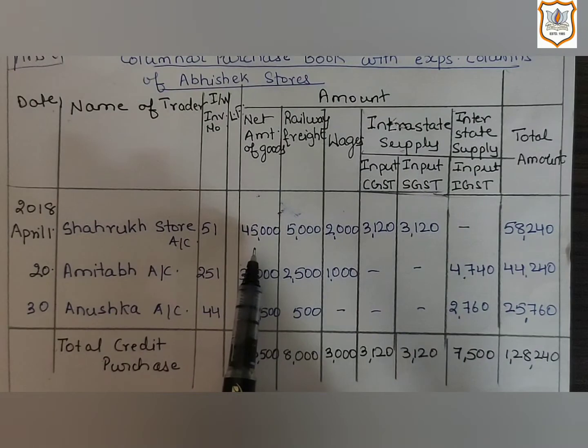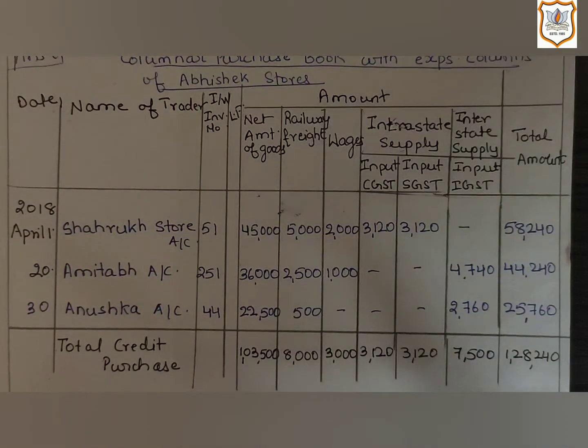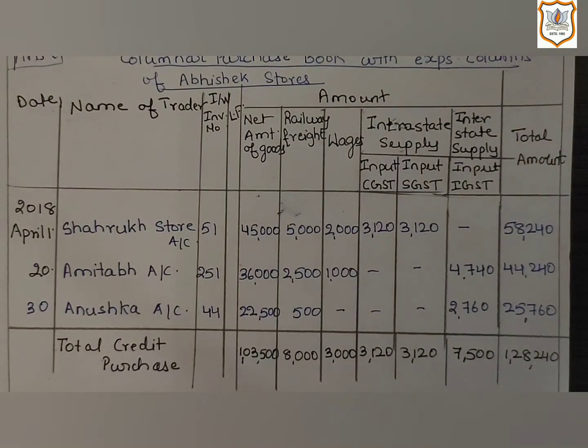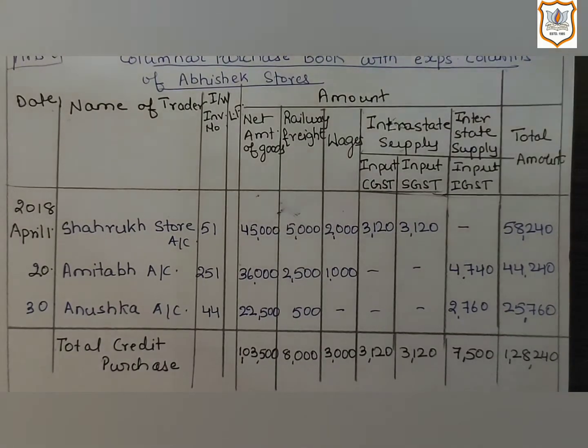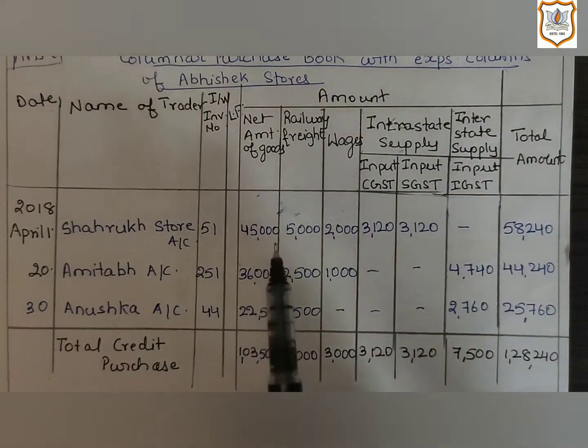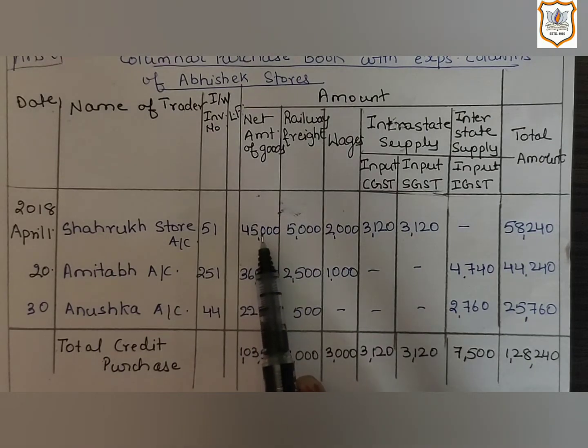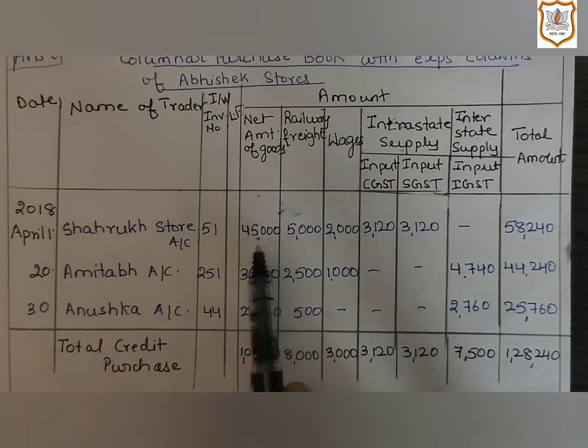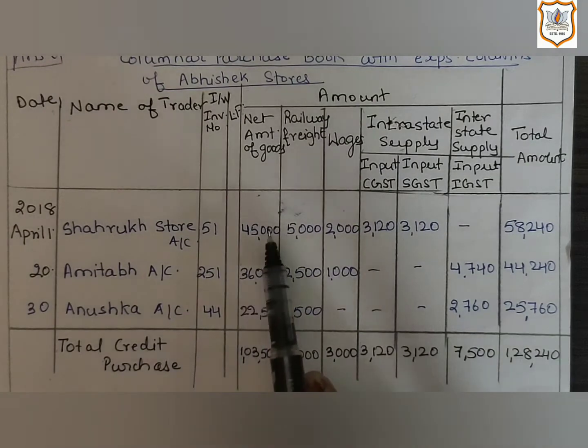Here it should be noted that the amount to be shown in the goods column shall be the net amount after trade discount. Here we are given trade discount 10% and we have purchased goods of rupees 50,000. So 50,000 minus 5,000, that is trade discount, we will get 45,000. So here we will write 45,000. This is the net amount of goods that we have purchased.